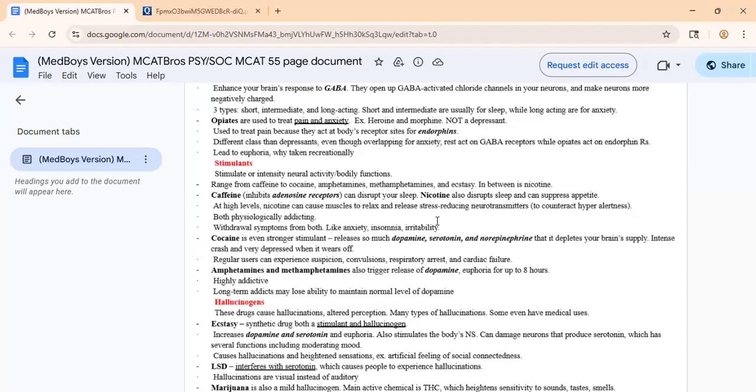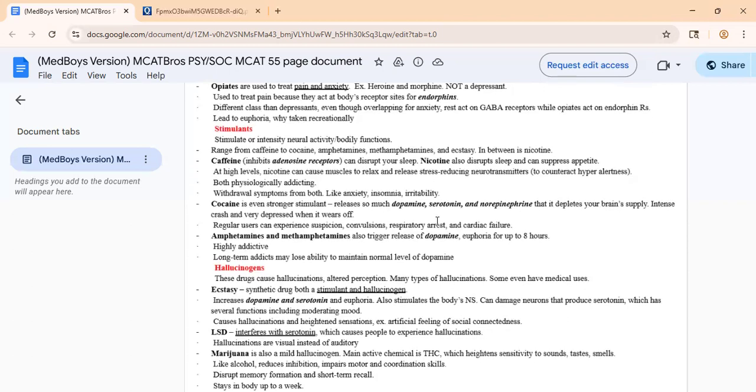So how they treat pain is that they act on the body's endorphins. Stimulants are going to be your caffeine, your cocaine, your methamphetamines, and amphetamines. So they're just stimulants. They give you increased neural activity and bodily function.